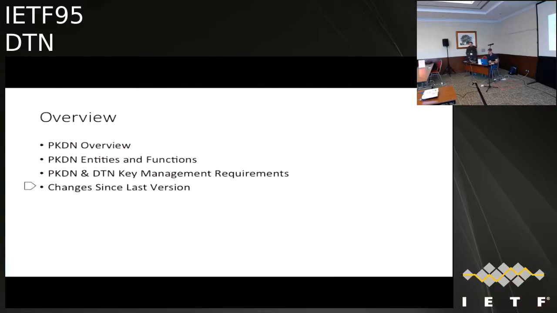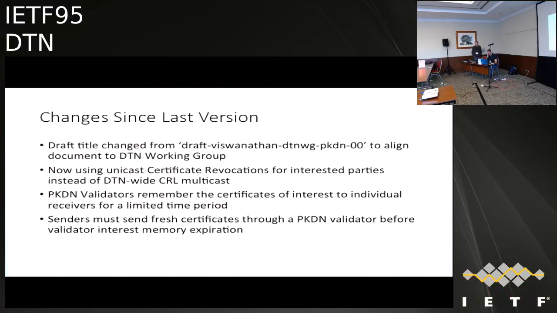And one more slide, please. The changes since the last version, since January. One is from a semantic point of view: we have changed the draft file name to align it with the working group naming convention. And the second bullet point, we are now using unicast certificate revocations for the interested parties, from the validators to the senders and receivers, in response to feedback that we got in January. Now this keeps the roles of senders, receivers, and validators separate.